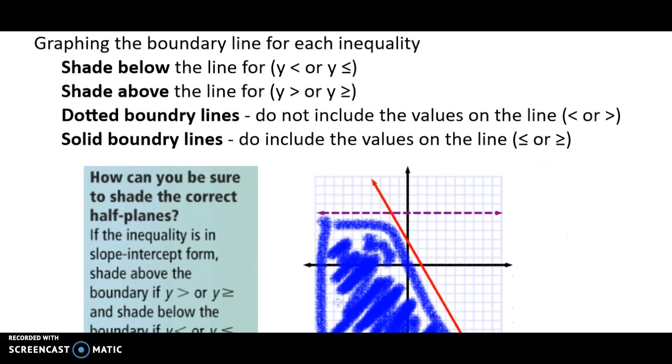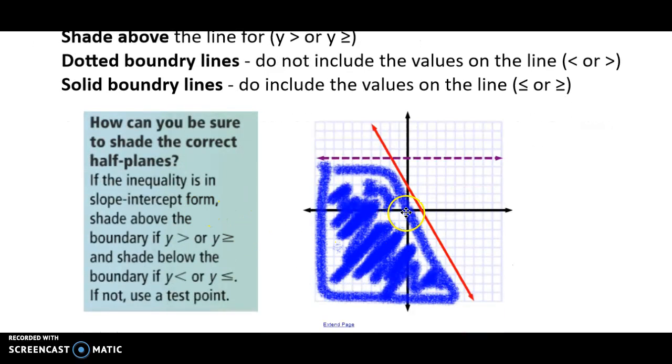When we're graphing, we want to graph lines as dotted, like this purple one, if the inequality has no equal sign, and we want to graph solid, like this red one, if the inequality has an equal sign. For shading, if we have the equation in slope-intercept form and we have a less than or equal to, we would want to shade below. If we had a greater than or greater than or equal to, we would shade above the line. If we're not sure if we shaded in the right area, we would just test a point like (0, 0), if it lies in the shaded area, and see if it works for the two inequalities.